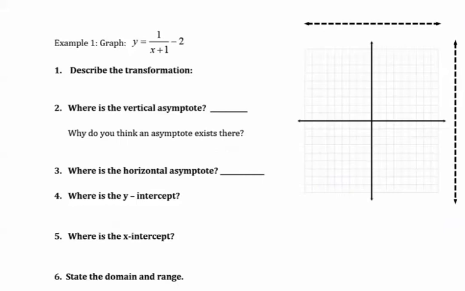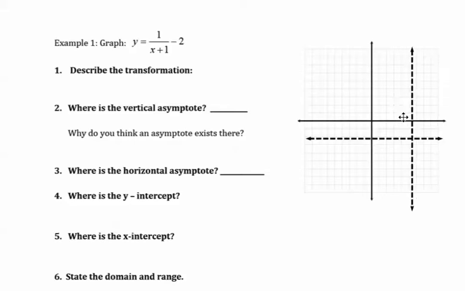Alright, let's try this out. First we're going to move our asymptotes. So because it says minus 2 at the end, I want to move this asymptote down to y equals negative 2. And then the plus 1, remember, this is happening inversely, so it actually moves our asymptote to x equals negative 1.